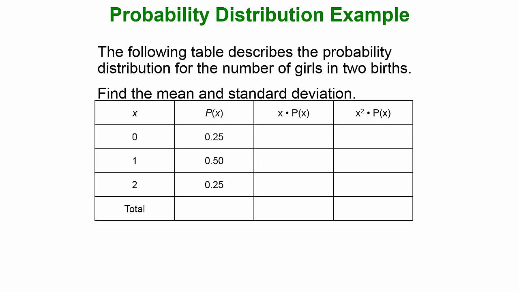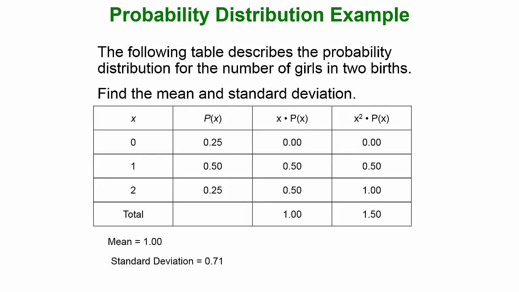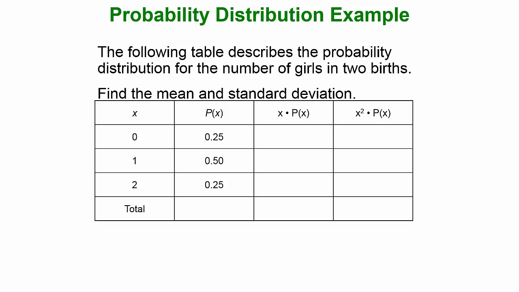The following table is a probability distribution that's set up for the number of girls in 2 births, and we want to find the mean and the standard deviation for this. First we do the x times p of x. I'm going to go back and show those steps, and then you can see the answers.